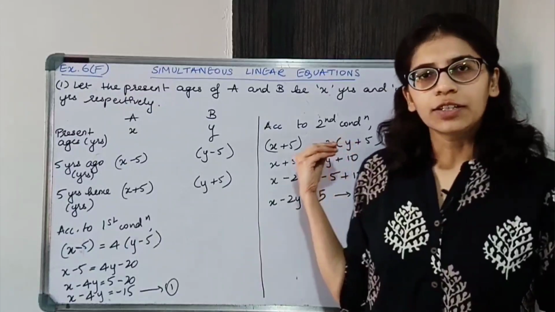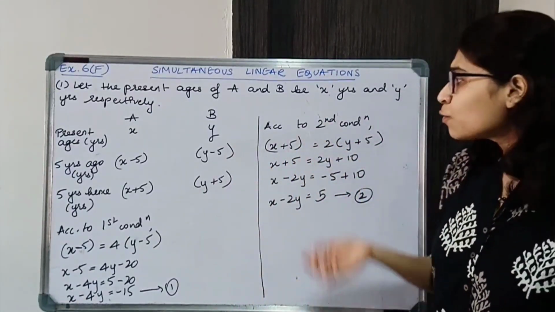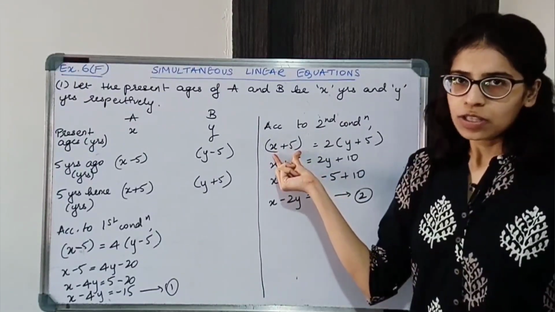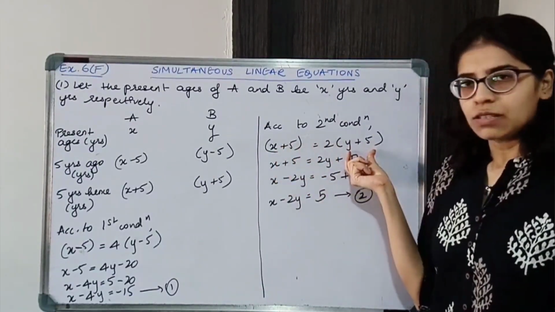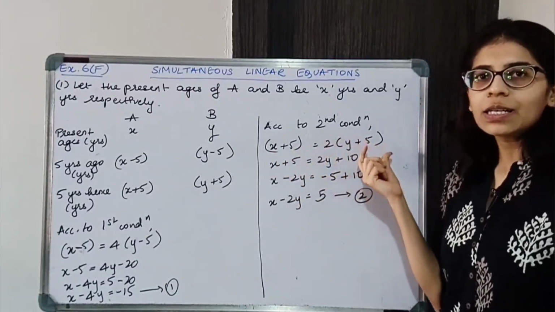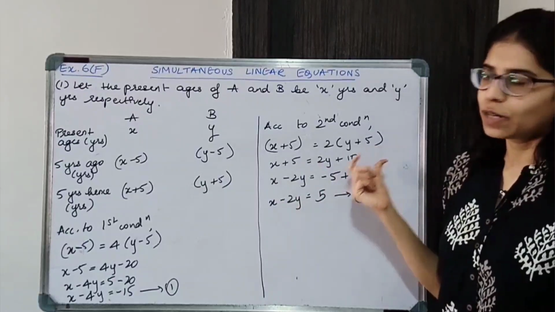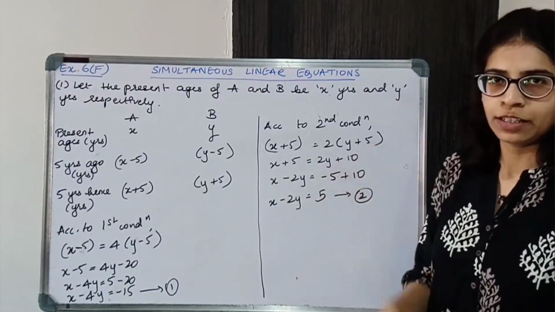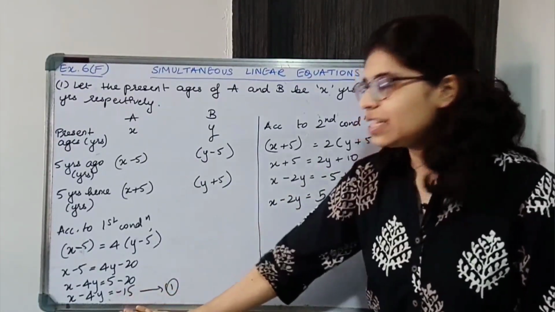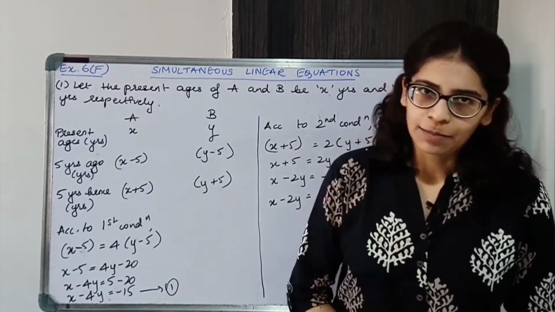Same thing for the other condition. You are told 5 years hence, that is 5 years later. So 5 years के बाद A का age is this and B का age is this. What is the condition? A's age is twice the age of B. Okay. So x plus 5 is equal to 2y plus 10. You will just solve and you will get one more linear equation. Now we will solve these two linear equations and find out the values of x and y.